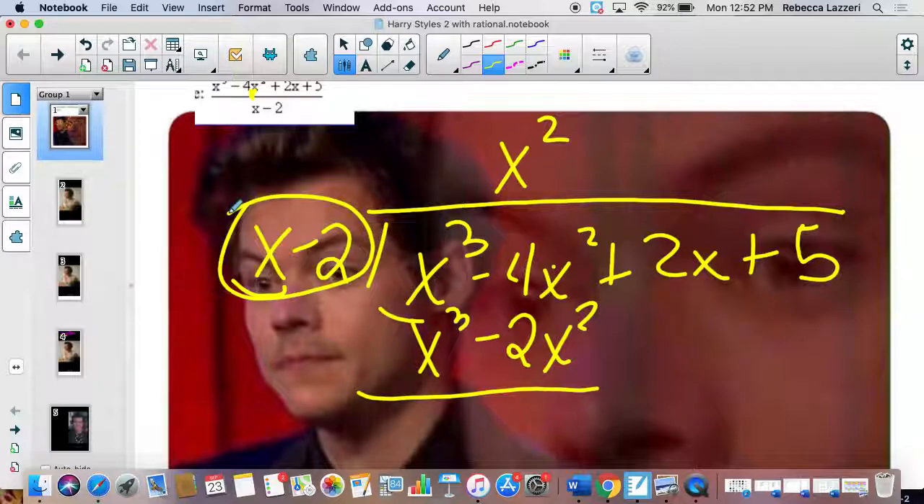I don't know if I'm overthinking it, but if you're subtracting, well, I don't really even know how to phrase this, so I'm just confused. If you do minus 2x squared from negative 4x squared, would that be negative 6x squared or negative 2x squared? Negative 2x squared.